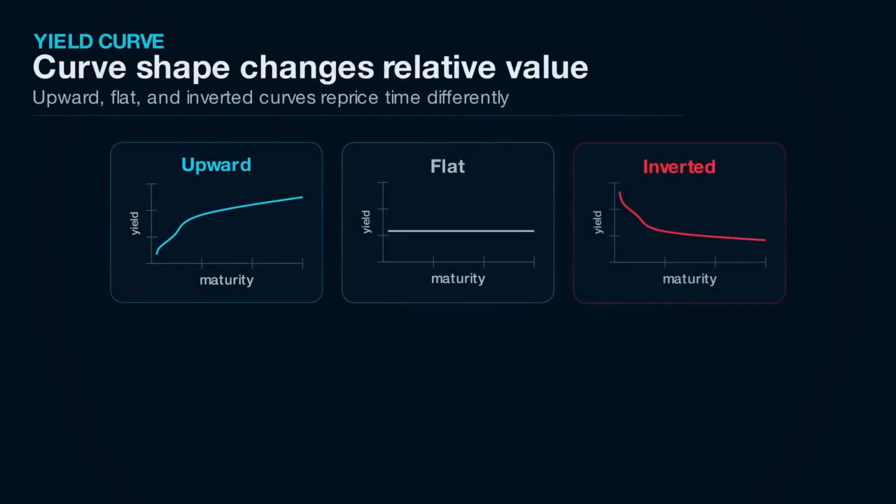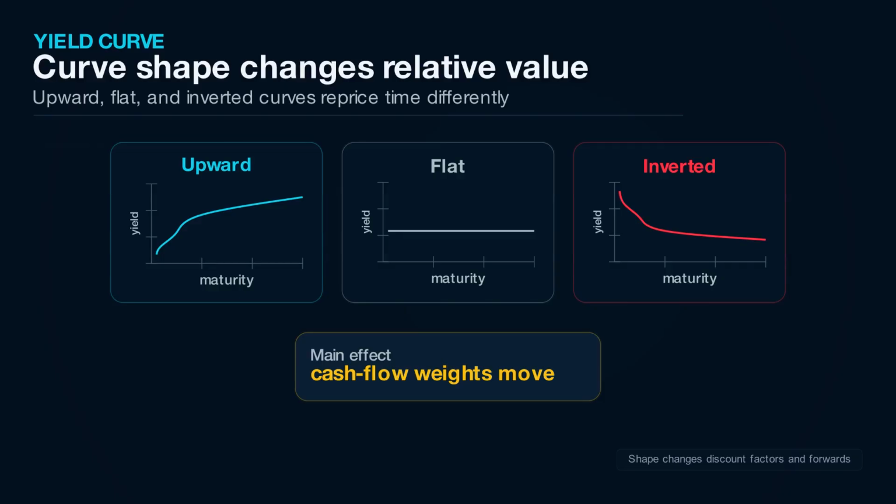An upward-sloping curve says longer-dated dollars are being discounted at higher rates than short-dated dollars. A flat curve says the market is pricing time more uniformly. An inverted curve says short money is expensive relative to long money. Yes, that can matter for the economy. But even before any recession story, it changes asset prices. It changes which cash flows matter most. It changes swap rates, mortgage rates, pension liabilities, and valuation multiples.